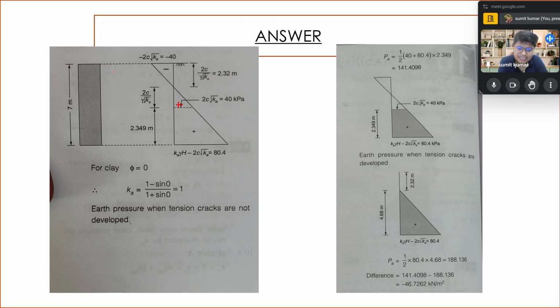When you see the diagram on the right hand side, in the first diagram they have drawn the section when the tension crack is not there. If the tension crack is not there, the earth pressure basic K gamma z minus 2c root K they have plotted. And you see 2c root K equal to 40. So the area above and area below, because minus 2c root K is going to be developed at the topmost section and the section which is presented at the 2c root K equal to 40. So that much area gets eliminated.